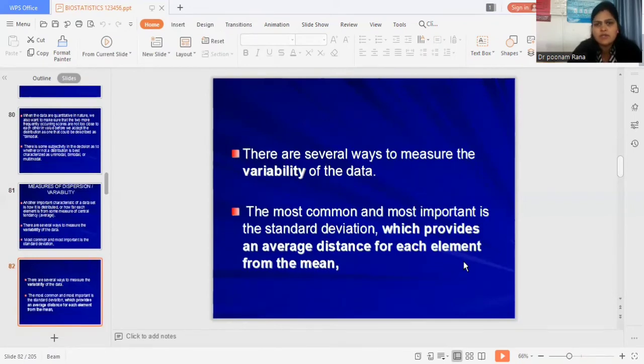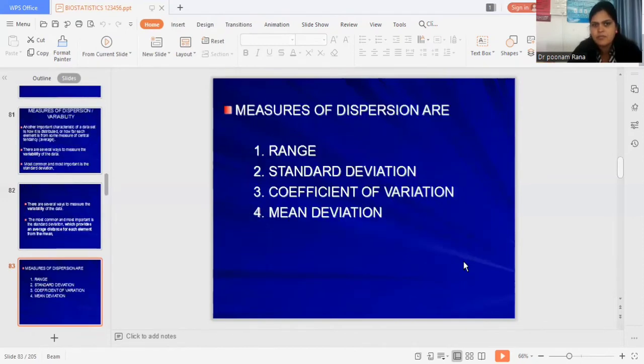There are several ways to measure the variability of the data. The most common and most important is standard deviation, which provides an average distance of each element from the mean. So the measures of dispersion are range, standard deviation, coefficient of variation, and mean deviation.